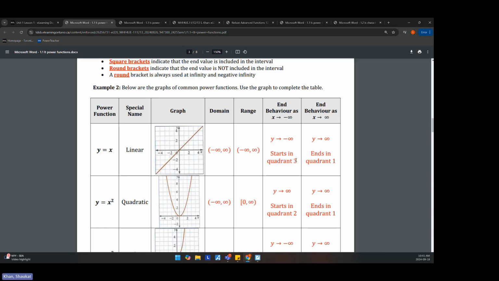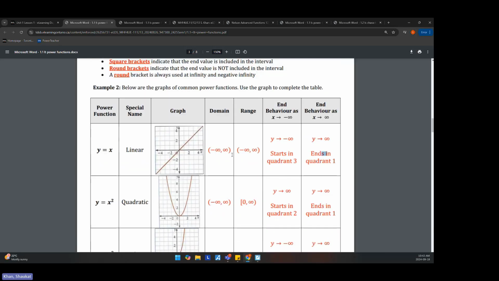Another way to say it: the graph starts in quadrant 3 and then moves on to quadrant 1, and ends in quadrant 1. Whenever we're reading a graph, we're always reading from left to right. And for the end behavior, when x is getting larger and larger and larger, y is also getting bigger and bigger and bigger. So you say when x goes to infinity, y also goes to infinity.